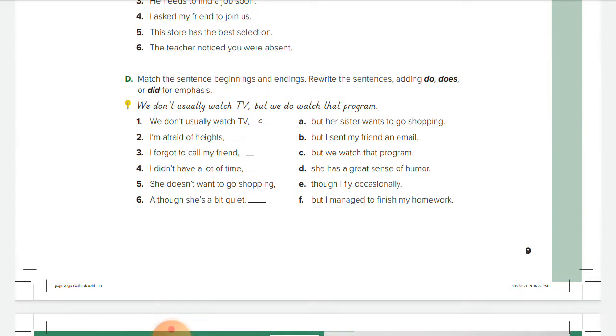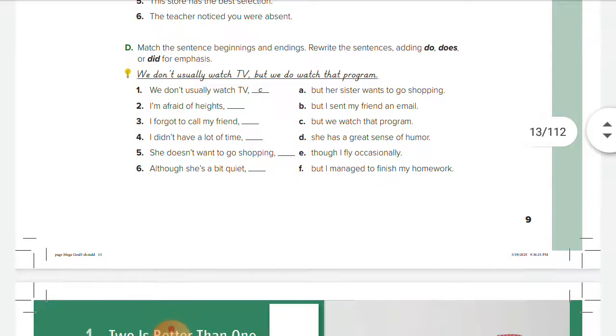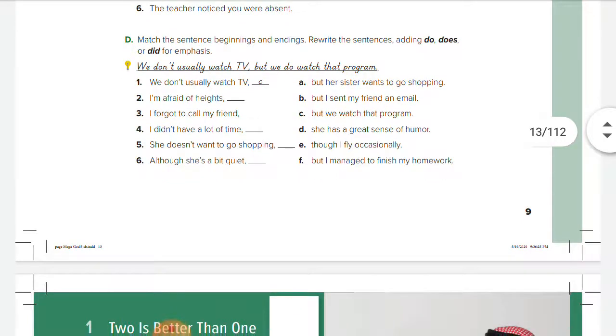Number five, this store has the best selection. Has is present simple with singular nouns or pronouns, so we use does. This store does have the best selection. Has is changed to have because have is the infinitive of has. Number six, the teacher noticed you were absent. The teacher noticed is in the past simple, so we will use did. The teacher did notice you were absent.